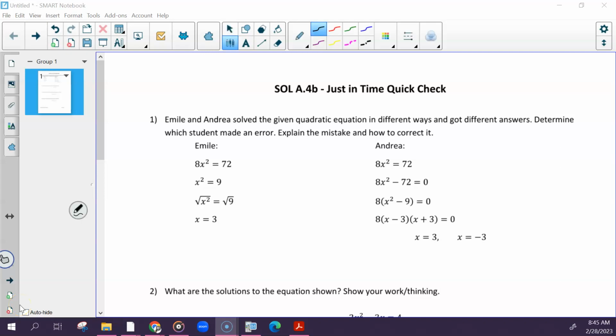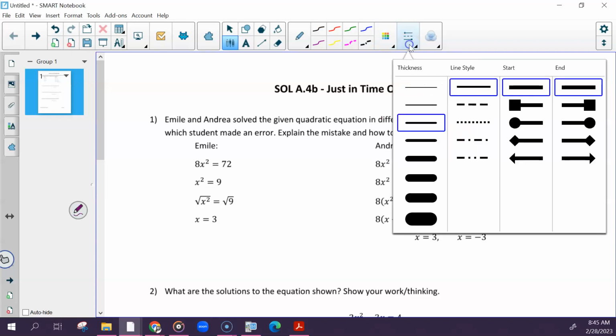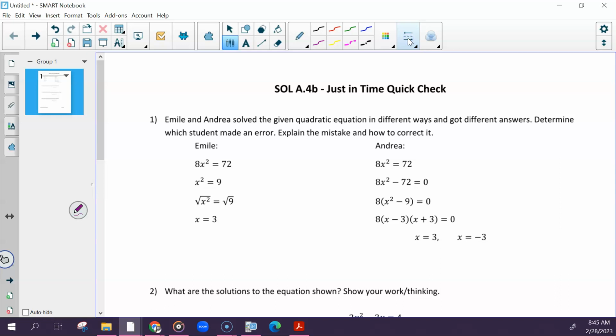So let's go through these and then we'll start our notes for today. Anyone find a mistake on number 1?